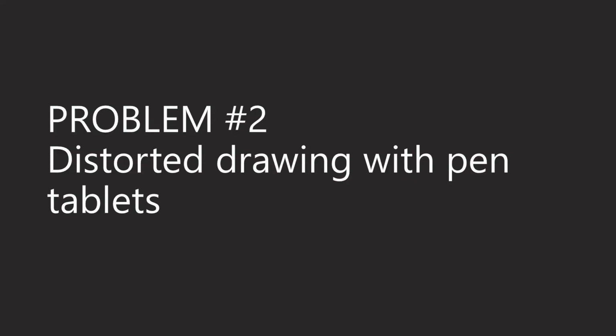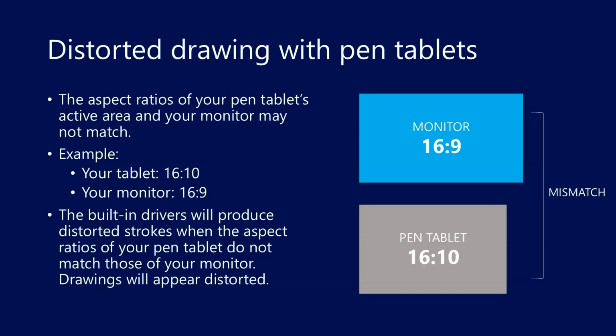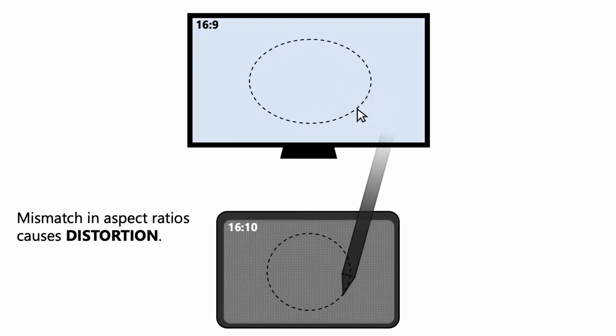Problem number 2. This problem occurs when you're using a pen tablet, and that means a tablet without a screen. Suppose your computer has a single monitor, and the active area of your drawing tablet has an aspect ratio of 16:10, but the monitor has an aspect ratio of 16:9. This mismatch in aspect ratios between tablet and monitor is super common, because oddly enough, lots of drawing tablets do not have a 16:9 aspect ratio. With this combination of aspect ratios, if you draw, the strokes will be distorted. If you draw a circle on the tablet, it will show up as an oval on your monitor.